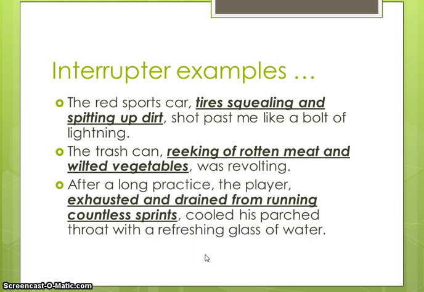Hey, how about this next one here? After a long practice, the player, comma, exhausted and drained from running countless sprints, comma, cooled his parched throat with a refreshing glass of water. Oh man, I don't know about you, but that takes me back to high school when my football coach would run us in sprints, and we would always just ache for that water break when we were all through there.